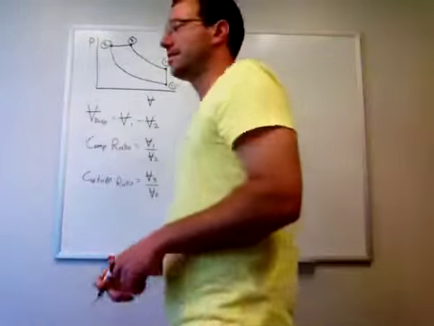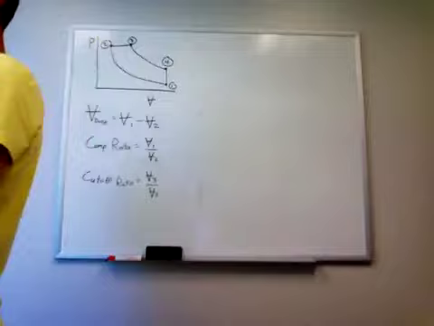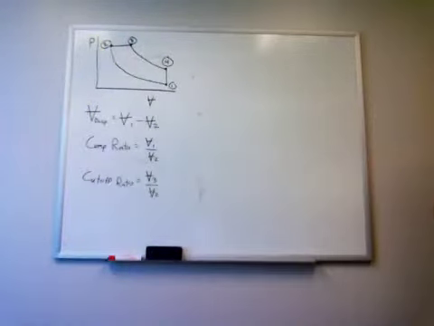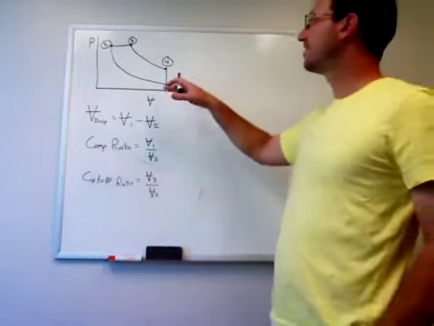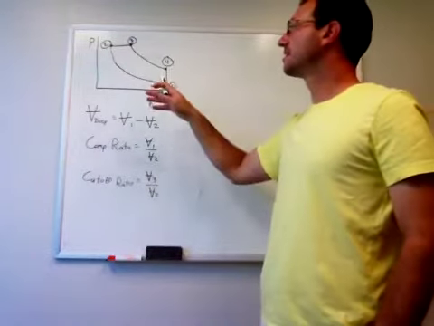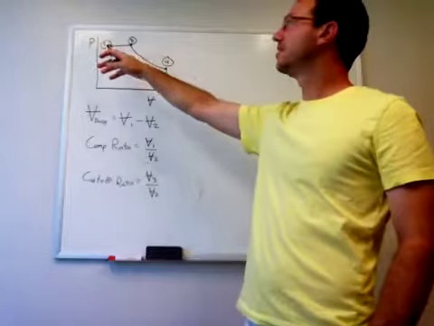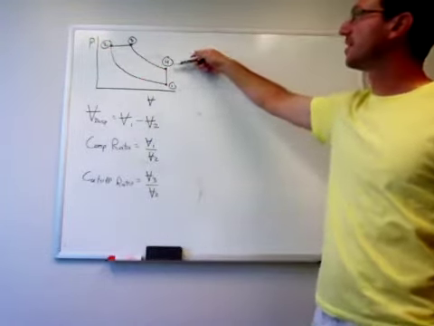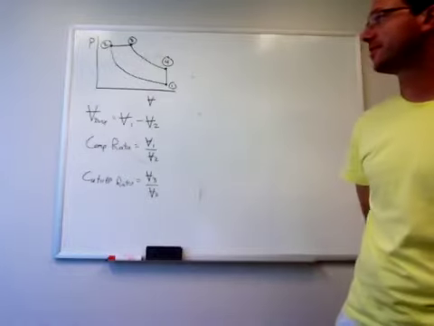So here we have the diesel cycle example from the presentation. Just a few things to keep in mind. Here's the ideal diesel cycle: isentropic compression, constant pressure heat addition, isentropic expansion, and constant volume heat rejection.